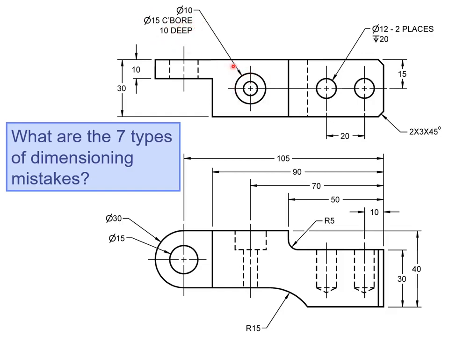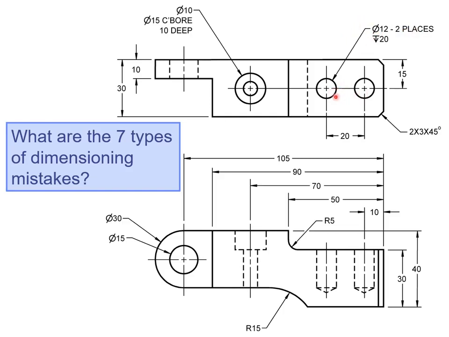So here we have a counterbored hole. And for the depth, instead of using the word, we're going to use the downward arrow. Another example of using symbols is that we don't want to say 2 places. This is the old way of calling it out. Another way would have been 2 PLC or 2 PLCS, indicating 2 holes with the same measurements. We would replace this with 2x, placed right in front of the diameter 12 to indicate that there are 2 holes with the same dimensions.